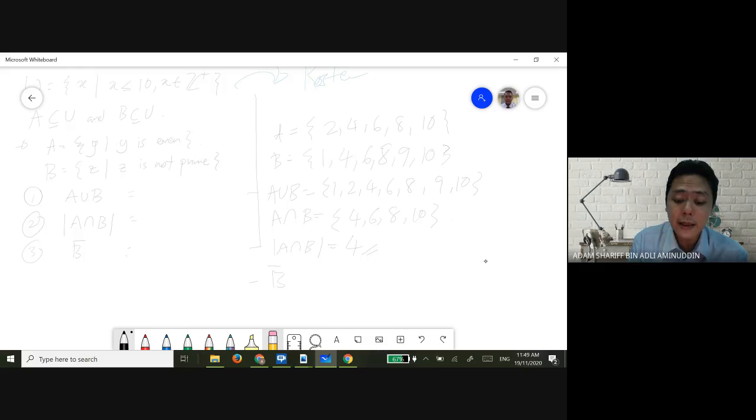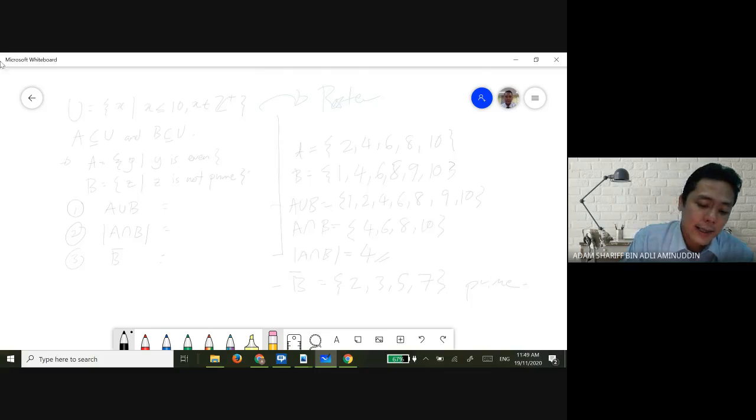So B complement, you just compare with the universal set, what's not in B but still in the universal set. 2, 3, 5, 7. So because B is not prime, B complement will be the set of prime numbers less than or equal to 10. Alright, I think that sums up the lesson for today. Set ada lagi, tapi minggu depan kita sambung.